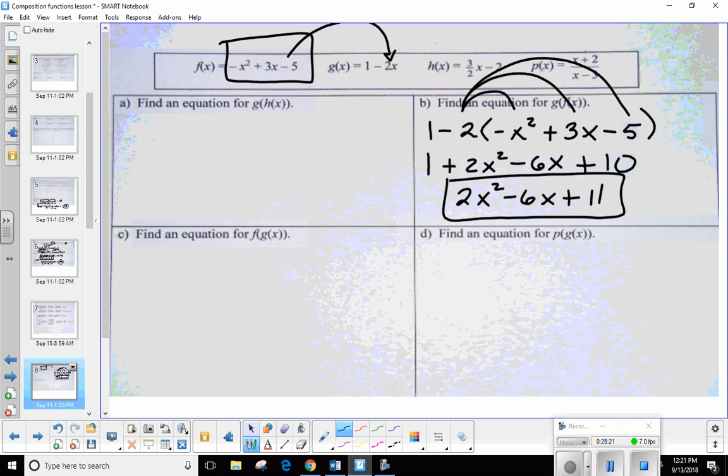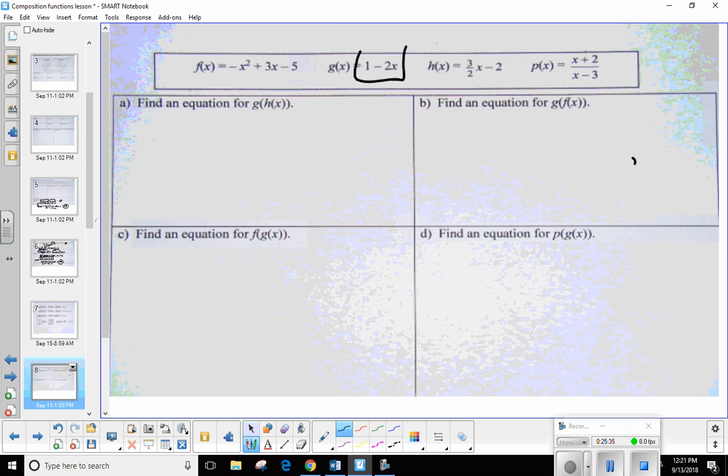Okay, good. All right, let's try C. Find an equation for f of g of x. How would I do this? There you go. I'm going to take this equation for f, but why is this one different? How many x's do I have? For each of those, I'm going to replace it with 1 minus 2x. And then we're just going to simplify.